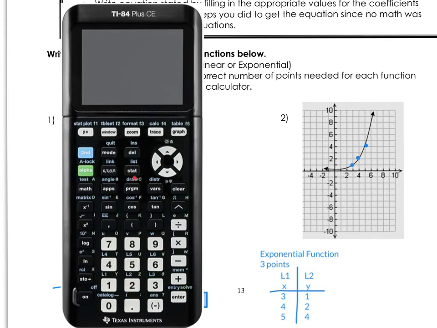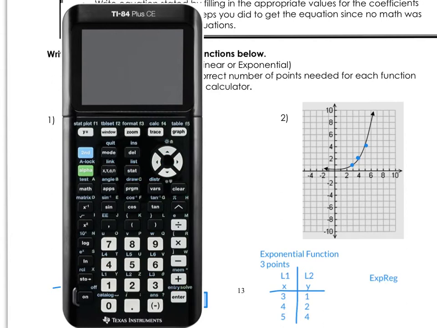Then back to Stat, over to Calculate, and then we need to go down till we get to ExpReg, an exponential regression, and then hit Enter. Again, it's going to ask you where your data is, and you're going to hit Enter to go down till you calculate, and then Enter to calculate the exponential regression. Enter will then give you the exponential regression and all the information.